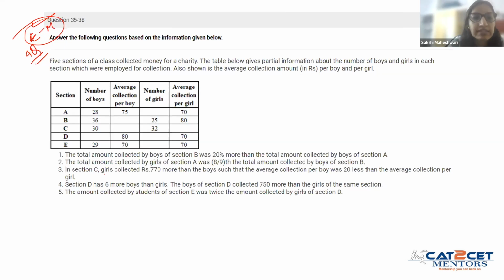So see, now here the total amount. As we already discussed, we have 5 sections. And this gives you partial information. Now the total amount collected by boys of section B was 20%. Okay, so I'll just write total amount boys, and let me just add one column, total amount girls.